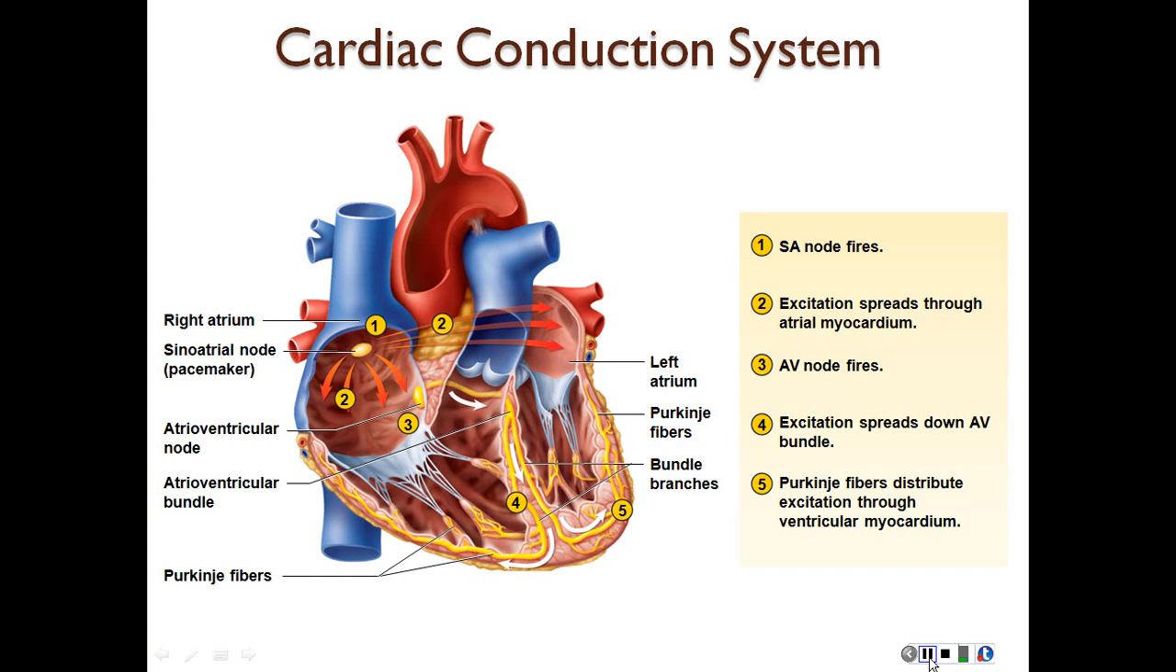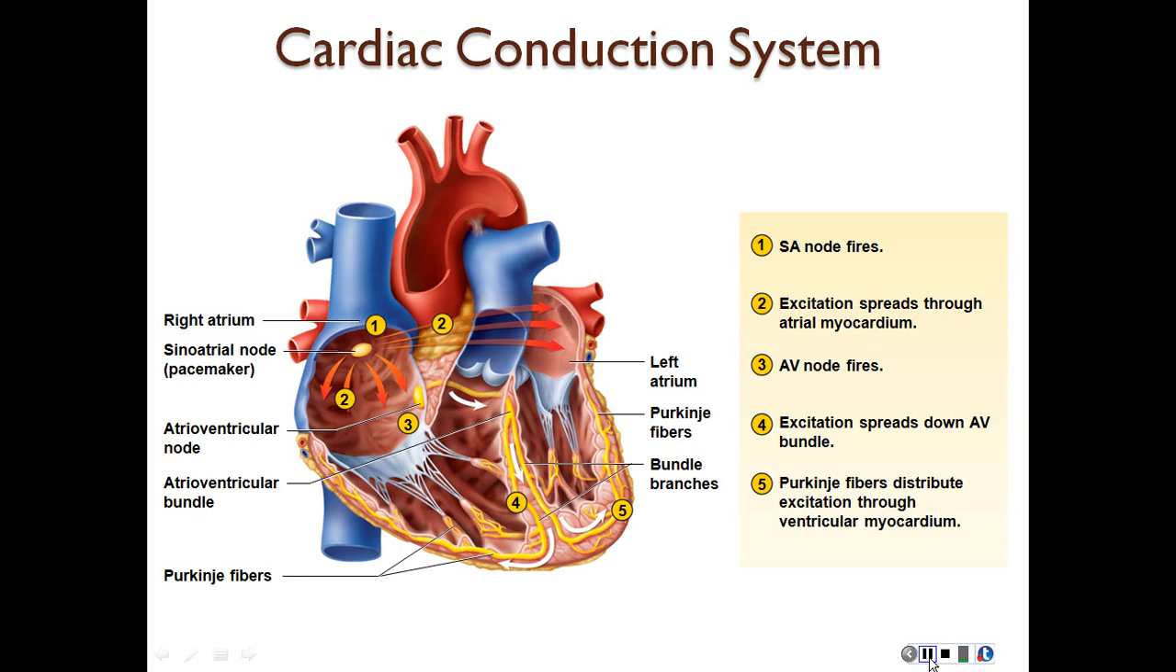All right, now follow along with me on this part. This is the important part. So here's how the heart contracts. So the SA node fires first. When the SA node fires, notice the red arrows. When the SA node fires, it stimulates the left and right atrial muscle cells to contract.